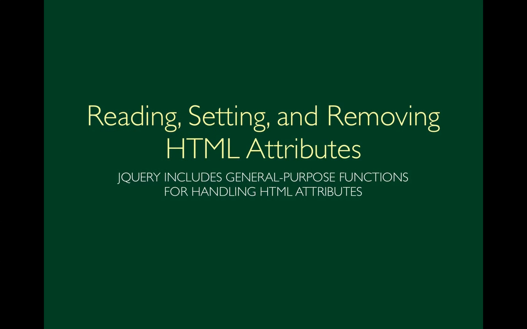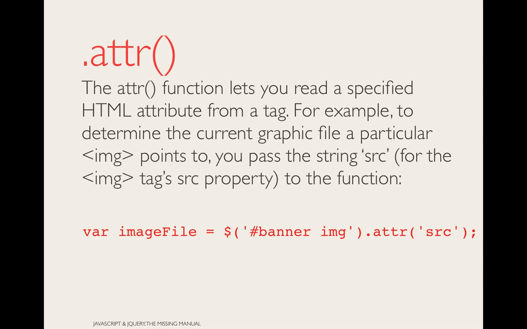Reading, setting, and removing HTML attributes. So for instance, we want to grab an attribute, so we'd use the attribute method. The attribute function lets you read a specified HTML attribute from a tag. For example, let's determine the current graphic file a particular image points to. You pass the string source to the function.